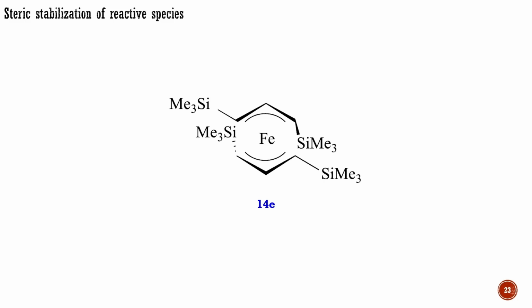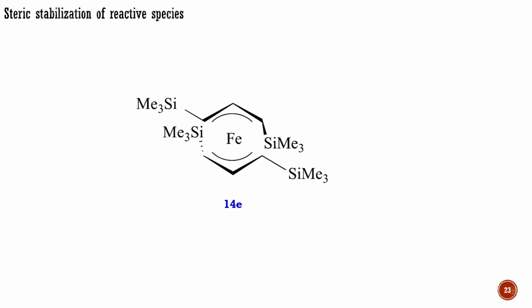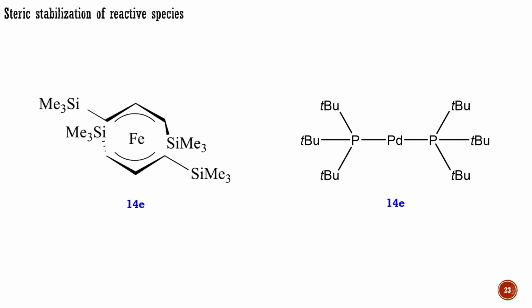In this case, the bulky trimethylsilyl groups enforce a syn-anti conformation that minimizes the steric clash between trimethylsilyl groups but blocks approach of additional ligands. The palladium complex presented here is an extremely useful catalyst for cross-coupling reactions. It is a relatively stable 14-electron complex, as the enhanced steric bulk caused by the two tri-tert-butyl phosphines limits the accessibility of palladium for other ligands.